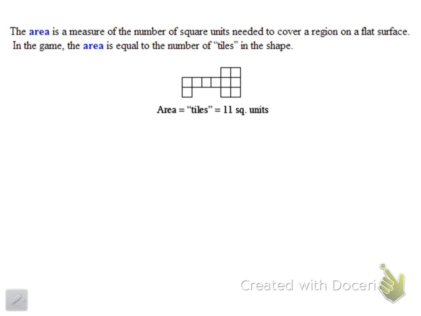Okay, let's move on and look at area. So again, let's read this paragraph together. The area is a measure of the number of square units needed to cover a region on a flat surface. I want us to circle this square unit piece right here. Square units, that's important. When we played the game Toothpicks and Tiles, we found that the tiles represented what the total area was.